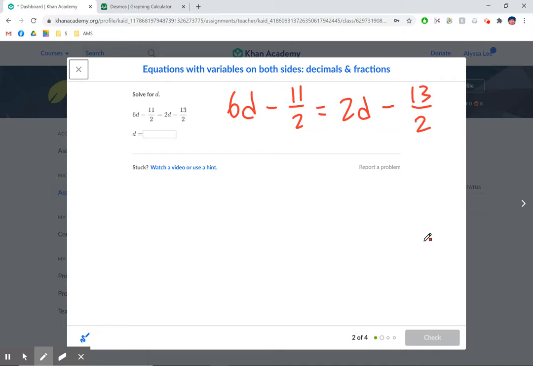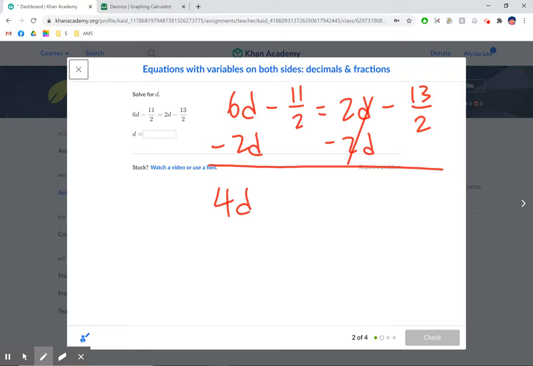Okay, so move my variables to one side, move my strict numbers to the other. So I'm going to first subtract 2d to get rid of that. And then that means I have to subtract it on both sides of the equation, keep it balanced. So 6d minus 2d, that's actually nothing fancy. That just becomes 4d. We do have these hairy fractions that we have to deal with. So we have minus 11 halves and then a minus 13 halves, okay? But we just treat them as numbers, right?